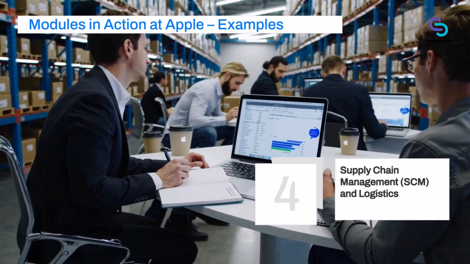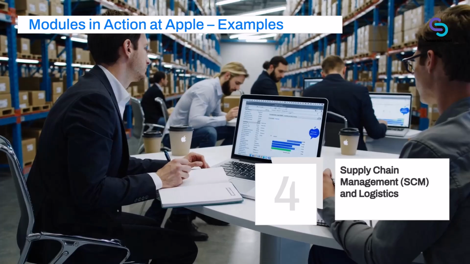While SAP S/4HANA has basic planning, sometimes companies use a dedicated tool like SAP IBP, Integrated Business Planning, that works with S/4HANA. But even within S/4, Apple's planners can run MRP, Material Requirements Planning, to ensure that if, say, 500,000 iPhones need to be produced next month, the supply chain is ready with necessary materials and distribution capacity.